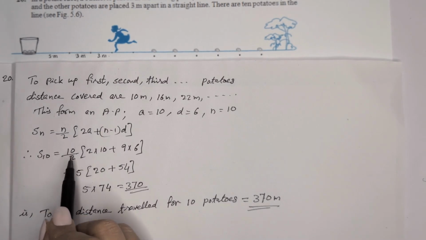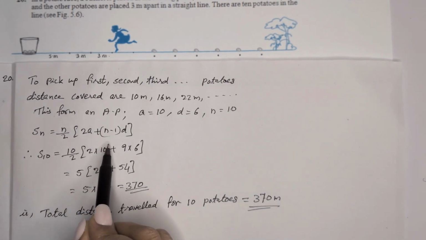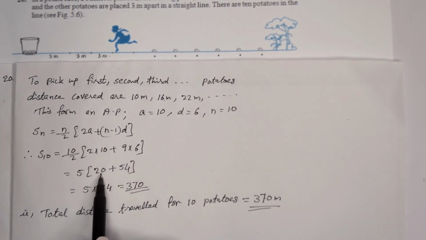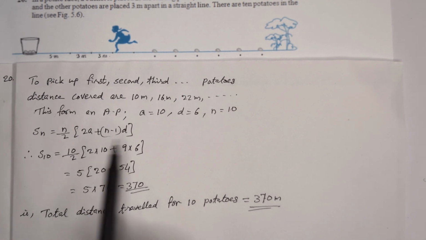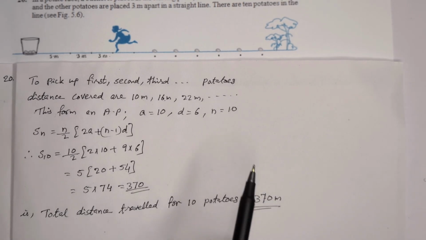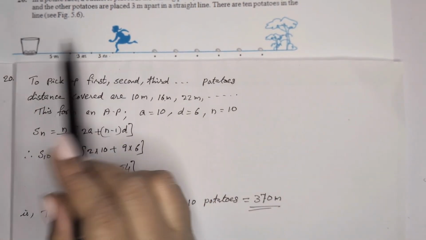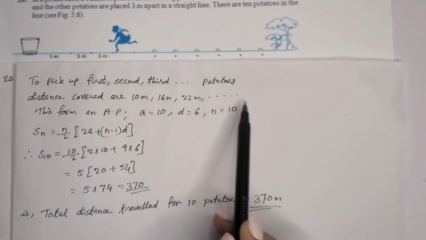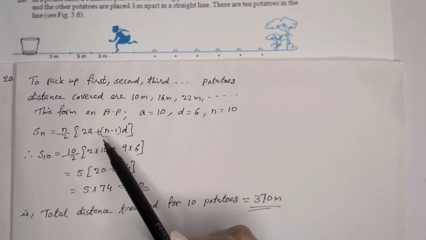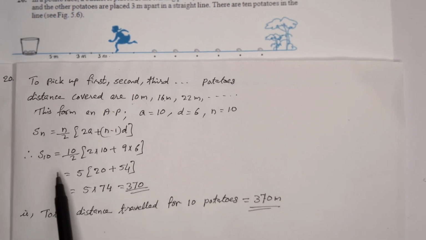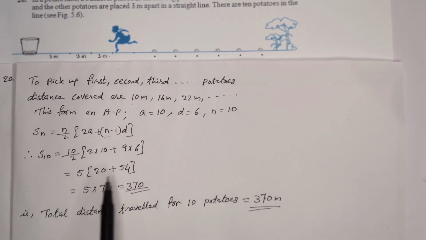Then S10 is equal to 10 by 2 into 2 into 10 plus n minus 1, that means 10 minus 1, 9, into D, 6. 54 plus 20 is 74, so 370. So the total distance he traveled is 370 meter, first to this side to pick and then to put it back. So the distance is multiplied by 2: 10 meter, 16 meter, 22 meter, and so on. Then using the AP sum formula, we write S10, 10 potatoes to pick. That is 370 meter he has to run.